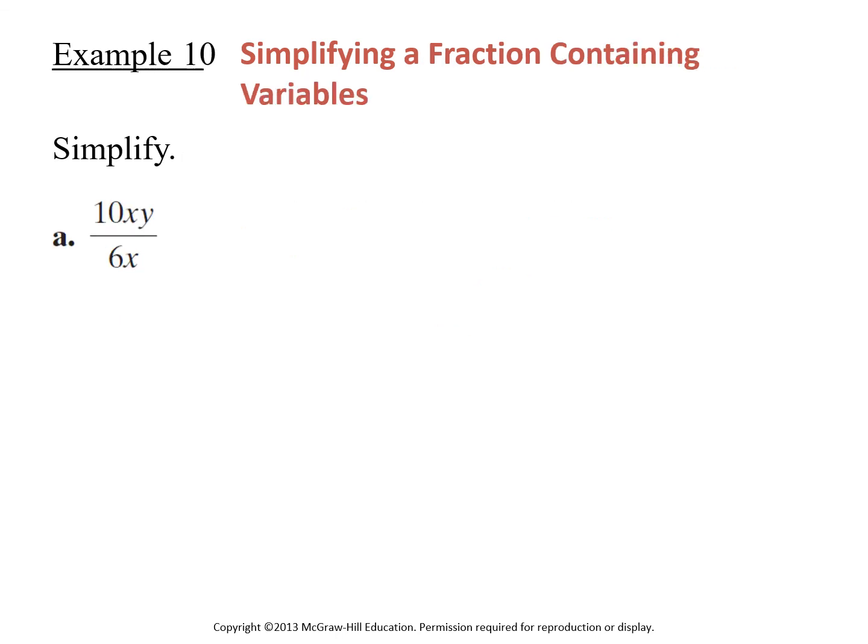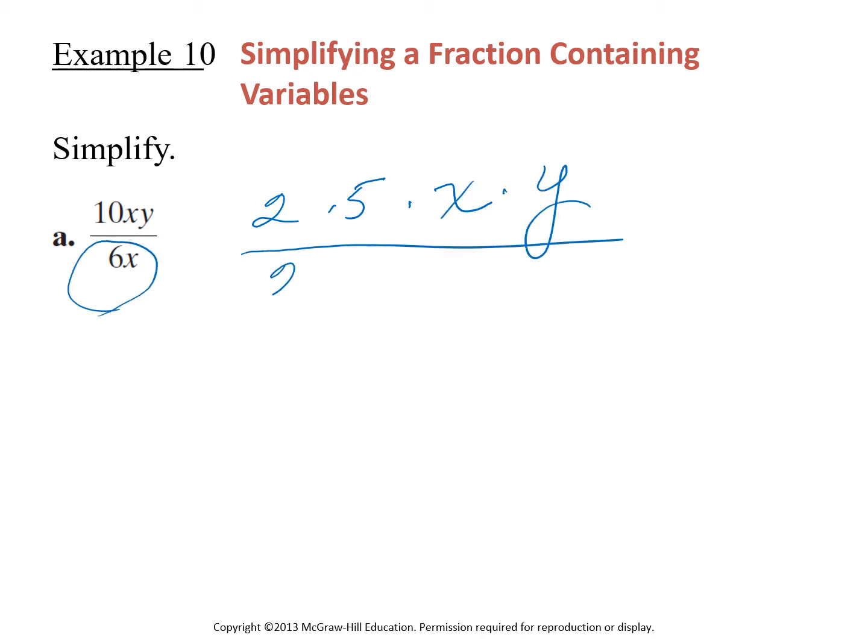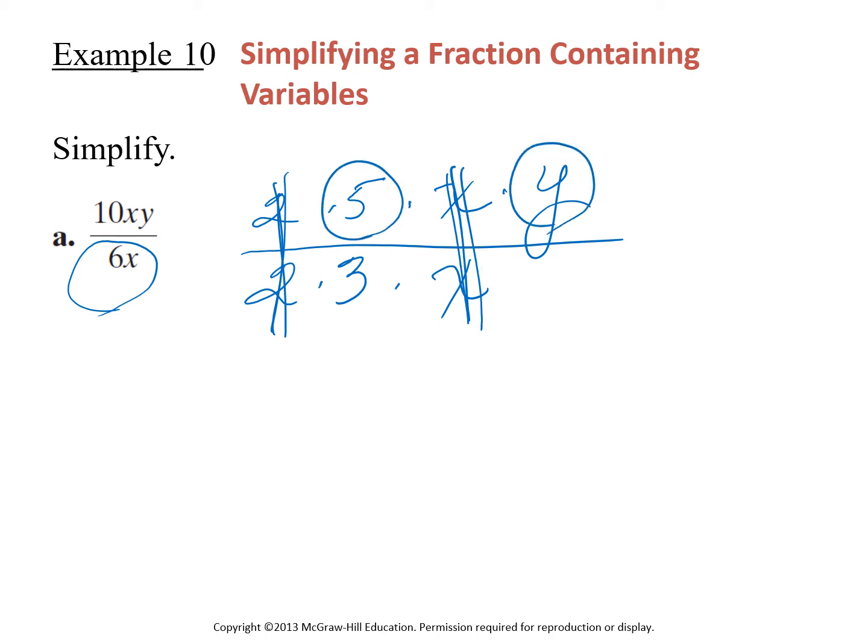Now, sometimes we have to reduce fractions that contain variables. So I'll write 10 as 2 times 5. Then I have x times y. And in my denominator, 6 is 2 times 3 times x. So the 2's cancel and the x cancels, leaving me with 5y divided by 3.